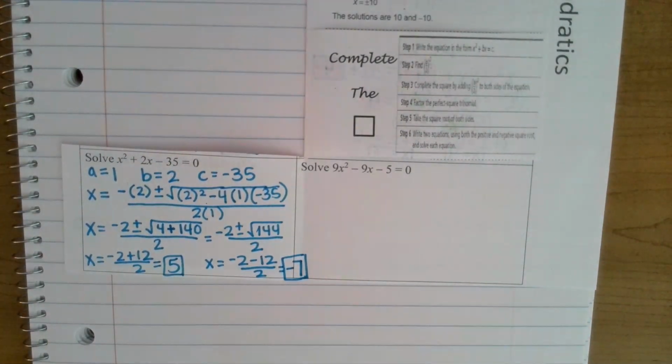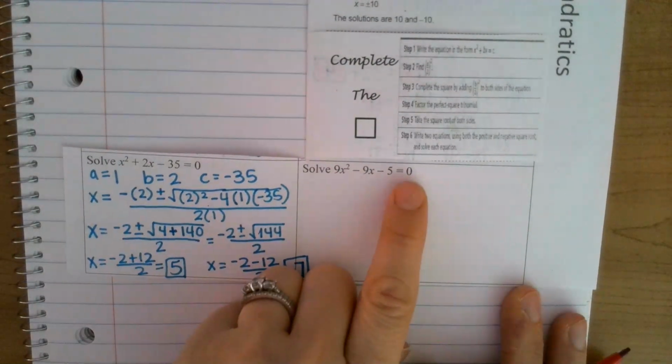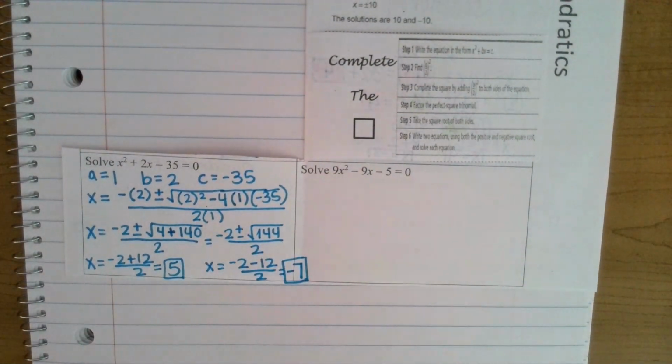So this has 2 solutions, x equals 5 and x equals negative 7. So again, just another way to find those x-intercepts. All right, let's do one more together. 9x squared minus 9x minus 5. So again, it has to be equal to 0. If not, you're going to have to move it, whatever the number is there, up to the other side.